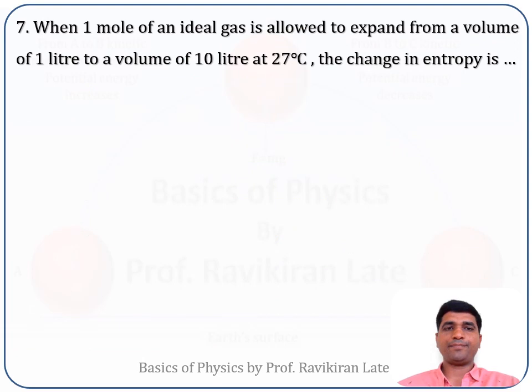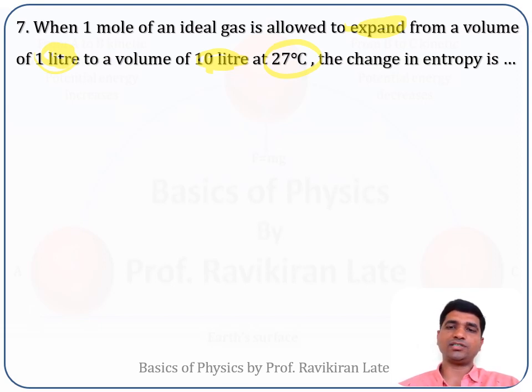Seventh question is, when 1 mole of an ideal gas is allowed to expand from a volume of 1 liter to a volume of 10 liter, means ideal gas is there in one mole and it expands. It is an expansion which is happening, and your volume is increasing from 1 liter to 10 liter at 27 degrees Celsius.